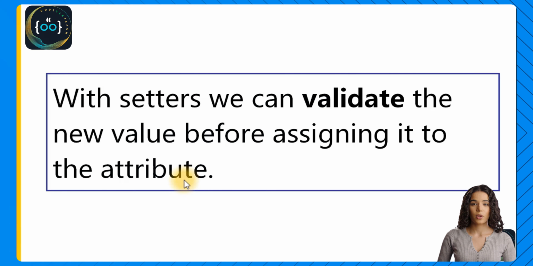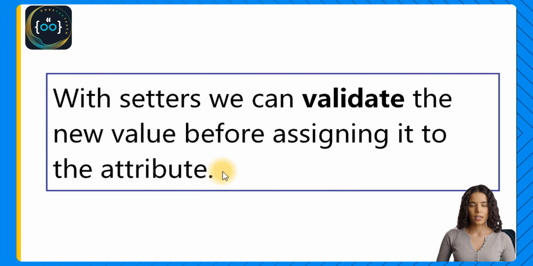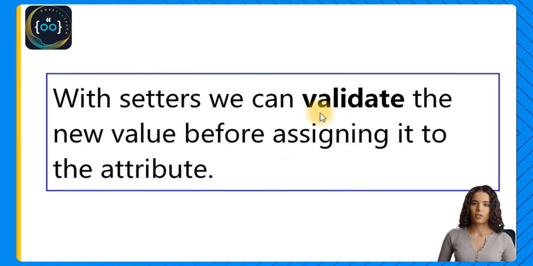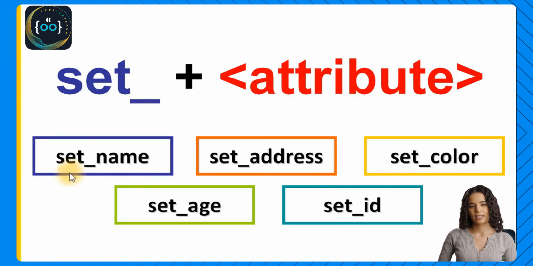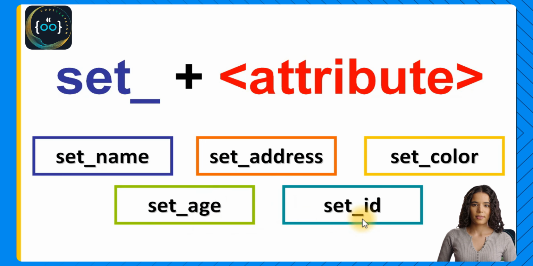So we can check if the value is appropriate for the attribute before we actually make the update, and we can avoid making invalid updates. This is a huge advantage of using setters in your class. Basically, setters follow this naming convention. We write the word set to specify that this is a setter, followed by an underscore and then the name of the attribute. For example, set_name, set_address, set_color, set_age, and set_id.